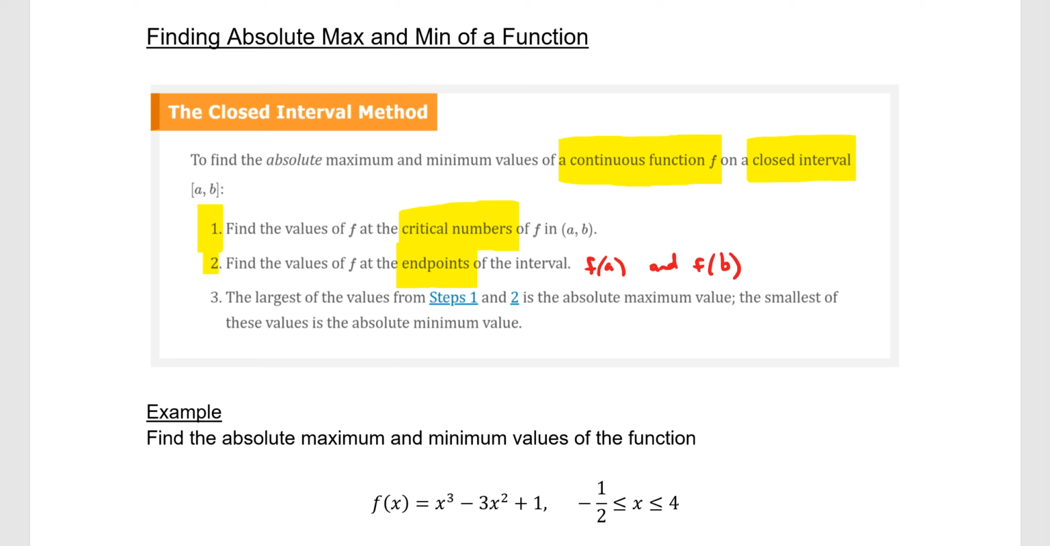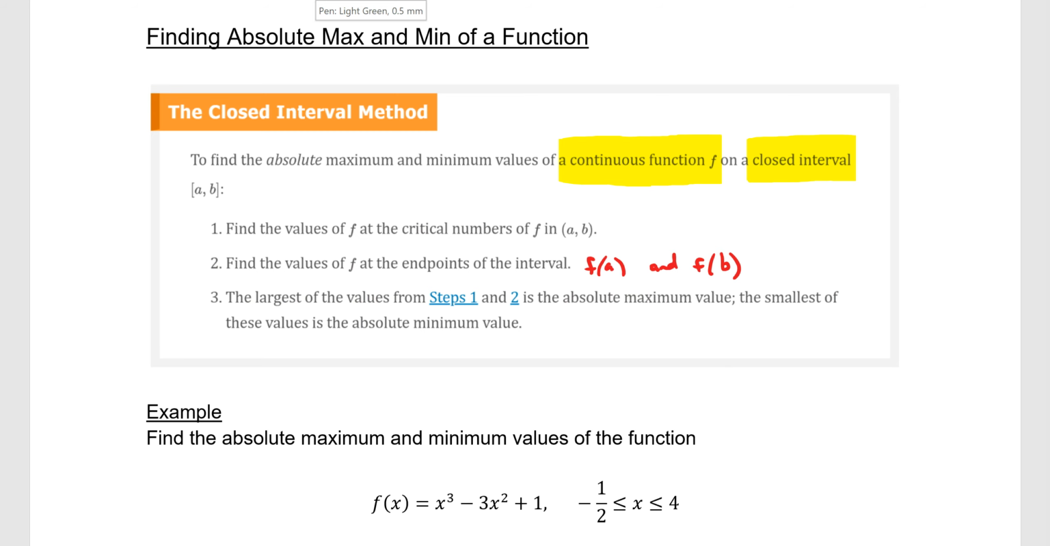well, actually I skipped over a part in step 1 here. Going back to step 1, we find the critical numbers, but we also have to evaluate the function at those critical numbers. So find the critical numbers and then evaluate f of those critical numbers, and then the order doesn't actually matter, and then find the function evaluated at the endpoints. Once you have all of those, the largest of the values out of all of those is the absolute max. The smallest of those values is the absolute min.